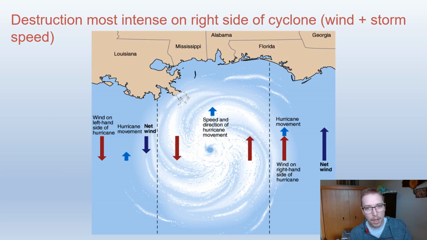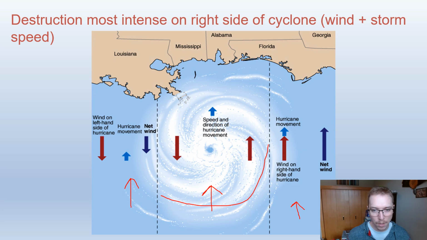In our neck of the woods, the destruction is most intense on the right side of the cyclone, both in wind and storm surge. On the right-hand side, the hurricane's net movement is this way. As winds whip around in that counterclockwise motion, they're going to be striking directly onshore here as they come into the coast. That can be the reason for some of the most destructive aspects of the storm, because not only do you have intense winds, you've got intense storm surge.